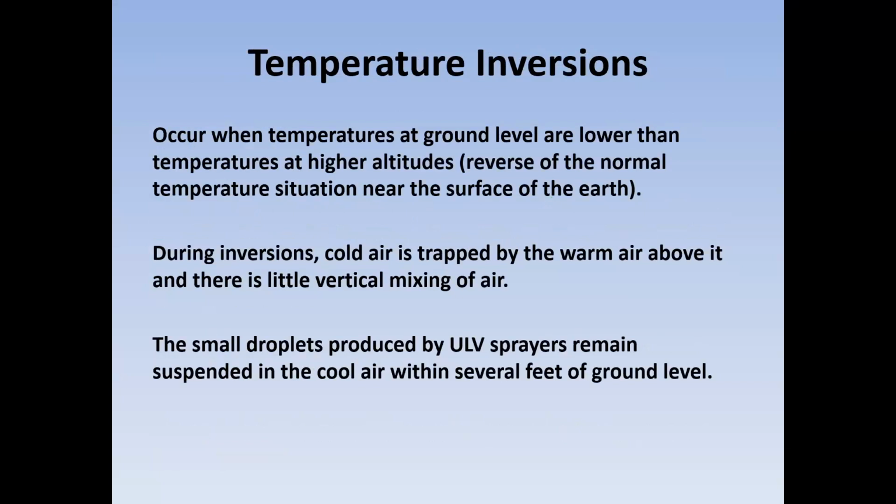Okay, you should understand how temperature inversions work. Basically, that occurs when the temperatures at the ground level are lower than temperatures at higher altitudes. That's the exact opposite of what you normally see, because normally the sun heats the soil, so the air right above the soil is usually warmer than it is at higher altitudes. So during an inversion, cold air is trapped by the warm air above it, and there's little vertical mixing. And the small droplets produced by ULV sprays remain suspended in the cool air within several feet of the ground, which is advantageous if you're trying to kill female mosquitoes.